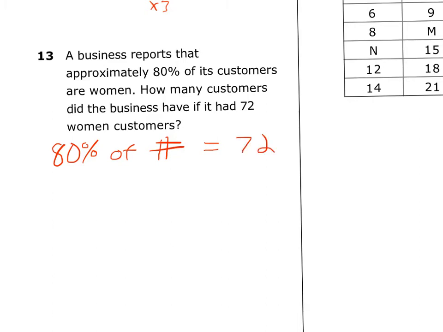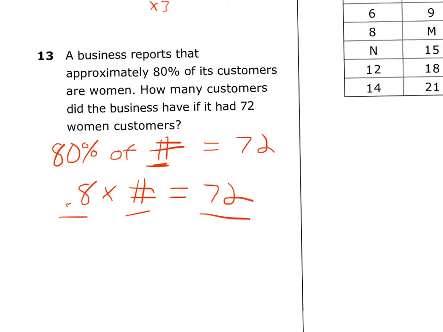Now, how do we figure out what 80% of a number was? We're going to change 80% to a decimal, and then we're going to multiply it by this number. We don't know what that is yet, but when we do, it's going to equal 72. 80% of their customers is 72. That's how you set this up.